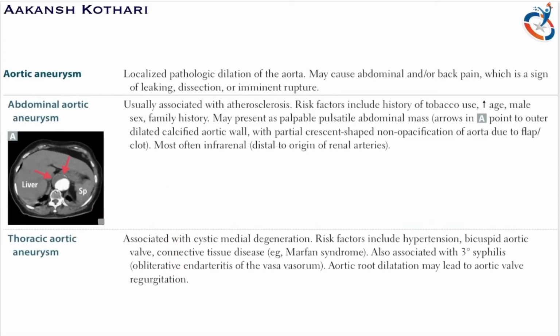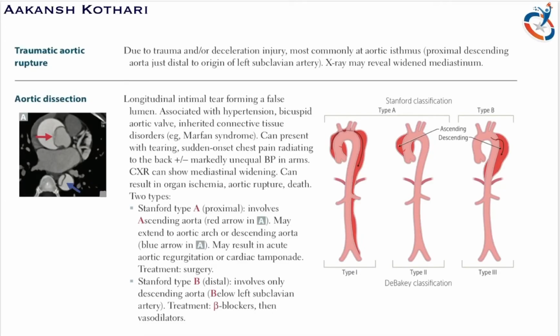Is it clear? Now, talking about traumatic aortic rupture, whenever there is a trauma or a crush injury or a deceleration injury, it majorly affects the aortic isthmus. Am I clear? Now, aortic isthmus is the proximal descending aorta, which is just distal to the origin of the left subclavian artery. And in traumatic aortic rupture, the mediastinum is widened. Am I clear? So we have covered the aortic aneurysm part.